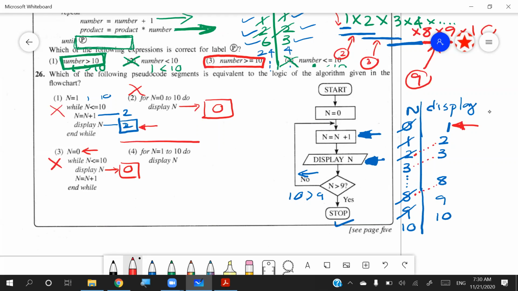So the correct answer can be considered as the fourth one. It says for n equals 1 to 10 do. So start from 1 and go up to 10, like 1, 2, 3, 4, 5, 6, 7, 8, 9, 10 will be there. So it's the answer for the 26th question, which is the fourth.